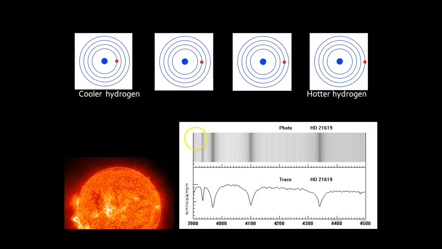So this is what Annie Jump Cannon did. She rearranged the classification. Instead of going from A to Q, she simplified that. She reduced the number, so we didn't have A, B, C, D, E, F, all the way down to Q. We only had this handful.